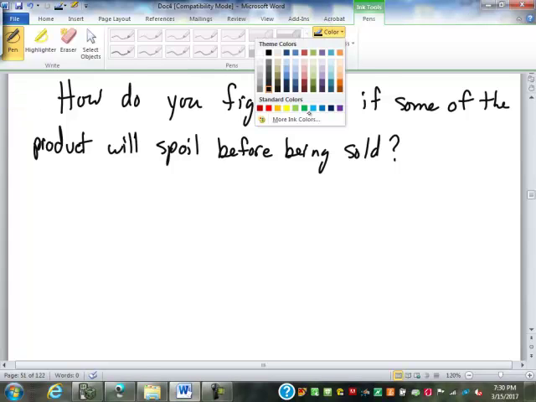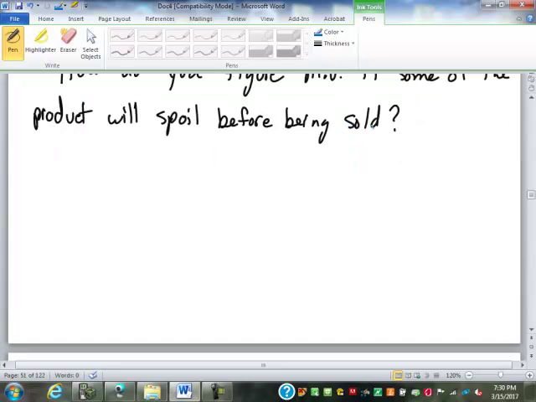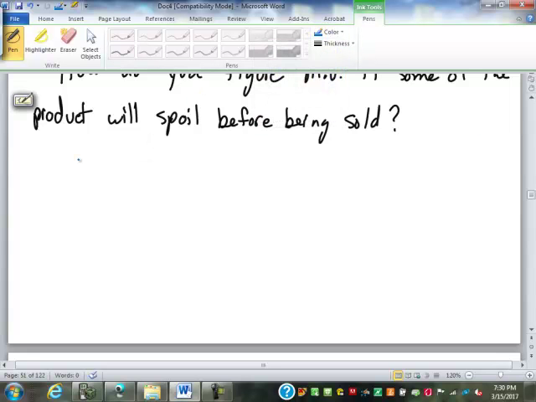So I put this one up there less as a math problem and more as just a question to think about. How do you figure out the markup if some of the product will spoil before being sold, or if there's a chance that the product will spoil without being sold? Well, factored in before it expires? Exactly. And the first thing we need to understand is we need to talk about spoilage factors or spoilage rates.